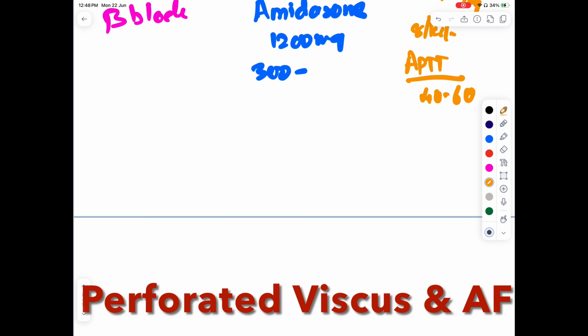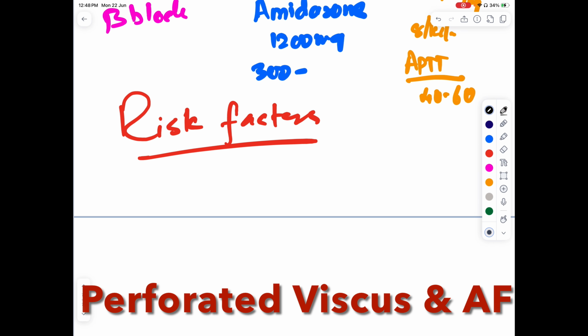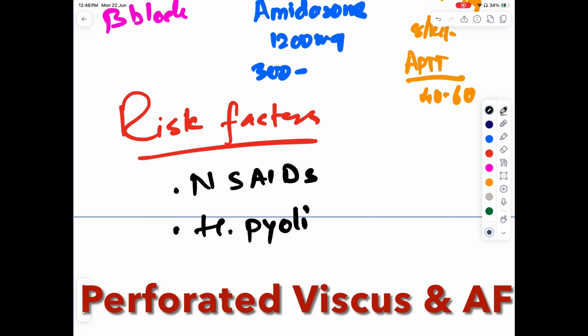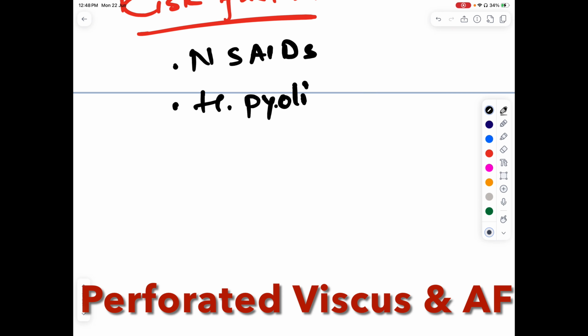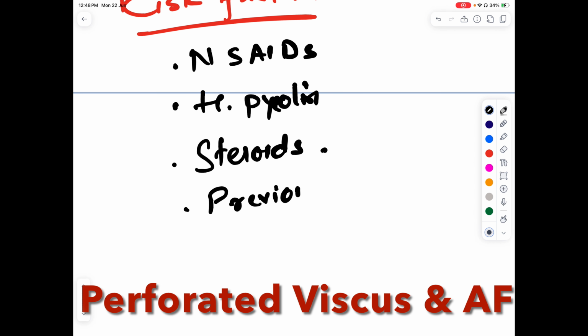What are the risks of perforation? What can be the risk factors? Perforation can be because of non-steroidal anti-inflammatory drugs, NSAIDs, most commonly. It can be H. pylori infection, or a patient on steroids. This can be a previous peptic ulcer. There can be malignancy.